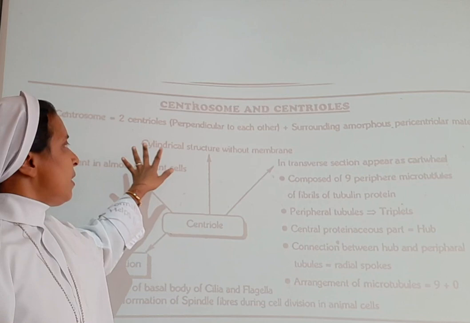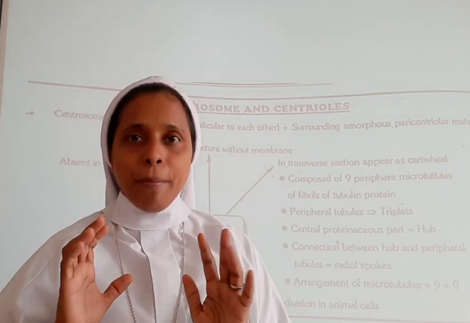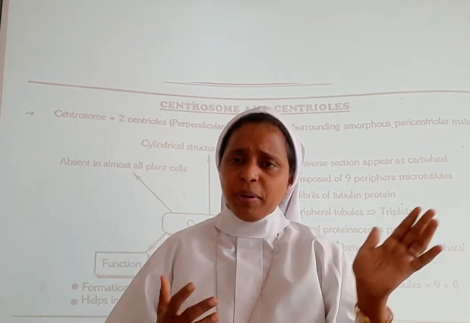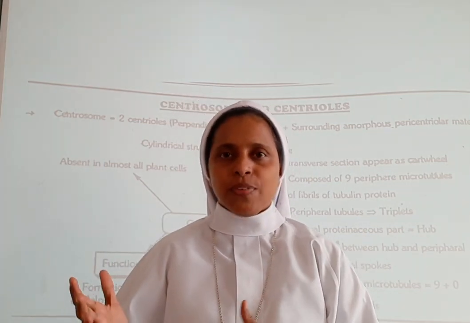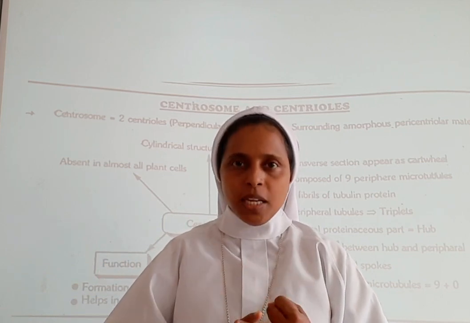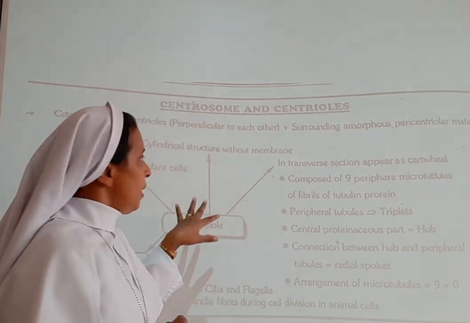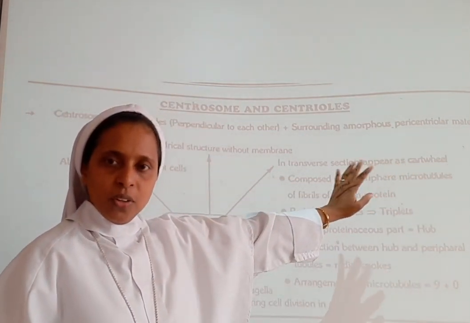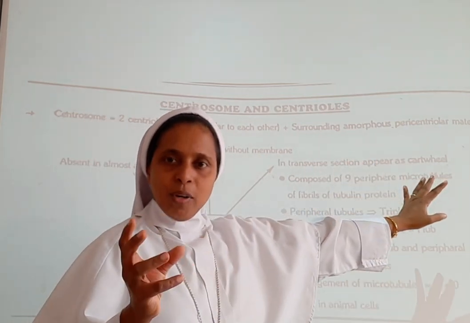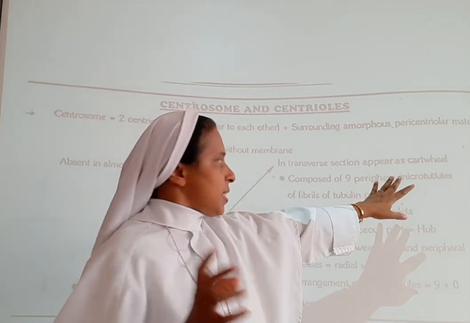We know that. Then cylindrical structure without membrane. We know that there is no membrane. We have learned in the previous class about membranous and non-membranous structures. We have learned ribosomes, basal body and the centrosome are non-membranous. Then in transverse section it appears as cartwheel. चक्की की तरह appear हो जाते हैं, जैसे घोड़े की गाड़ी है जो चक्की है उसी का जैसा cartwheel.